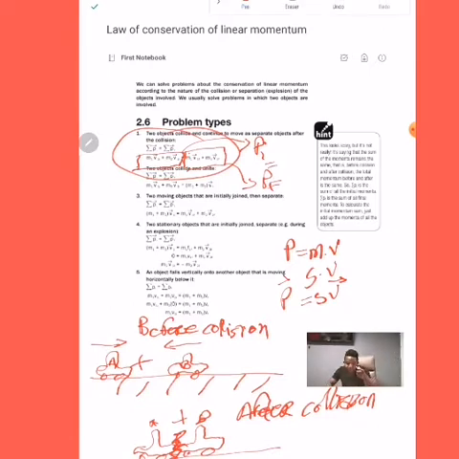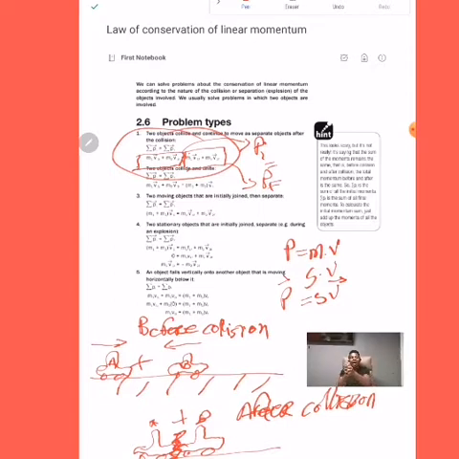So the first problem says that we have two objects that collide and continue to move as separate objects after collision. This is the first type of collision. The second type of collision is where we have two objects which collide and unite, meaning that they will collide and move as a unity. We will have two objects, that means we will add their masses.